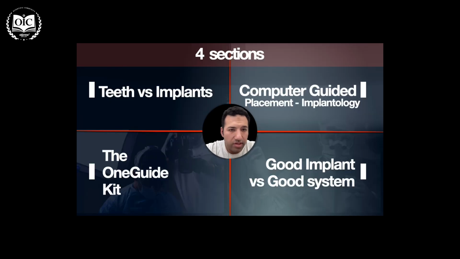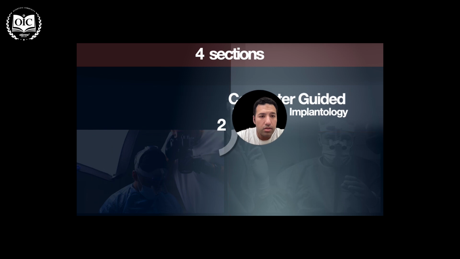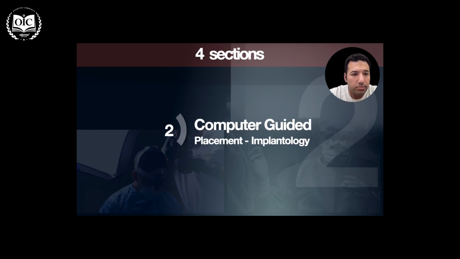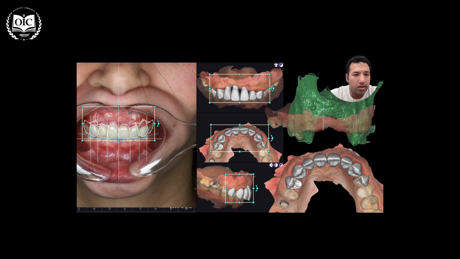Back to the 4 sections of our presentation. The second section will be the difference between computer-guided implant placement and computer-guided implantology. And what we mean by this section is, in the previous days, we used to make the digital smile design in 2 dimensions, and then it evolved into 3-dimensional planning through the STL files and the DICOM files that we take from the CBCT from the patient.